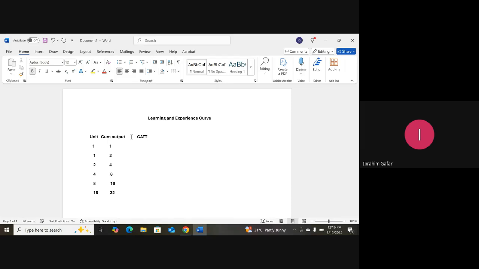Then after that, I have what is called CAT. What did I call CAT that time? Cumulative average time taken. Okay, good. This is my CAT. Then I have cumulative total hours. If I call this one A, this one B, and this one C, then my C will always be A times B.